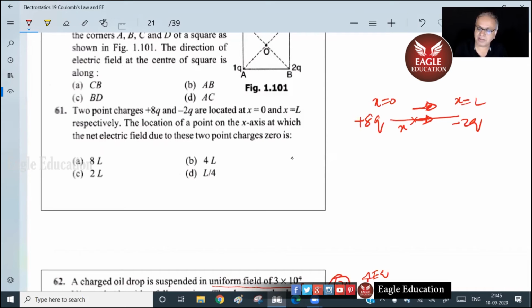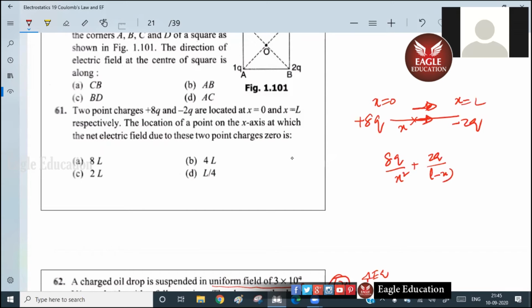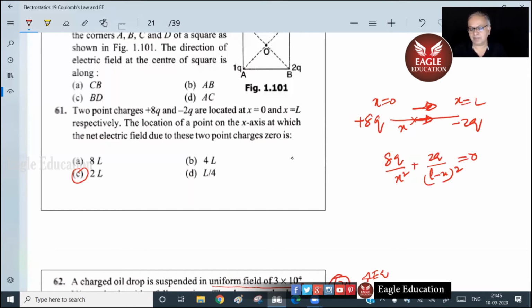So you'll make the sum 0, then you'll get it. So k into 8q by x square plus 2q by (L minus x) whole square is equal to 0. You got it, 12? Yes, probably. 12 from 8q now, the way I showed it. 8q by x square equals minus 2q by (L minus x) whole square.